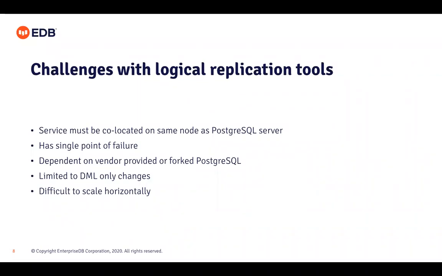So this isn't necessarily specifically just what's in open source PostgreSQL in the community, but also what other vendors provide in the Postgres space as well as outside. Some of the challenges that our customers have experienced is that the replication tool or service has a requirement to be co-located on the same node as the PostgreSQL server. So that can introduce some conflicts in terms of resources on the machine. So that's one thing that we've seen that could be a problem.